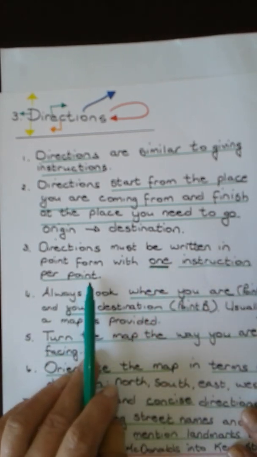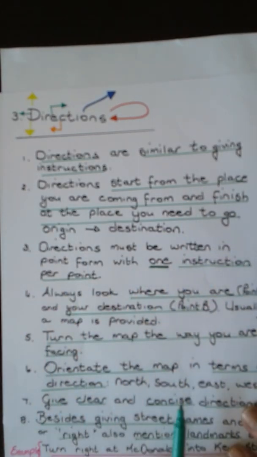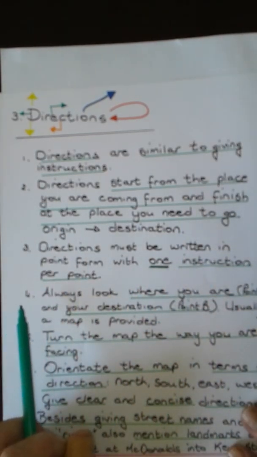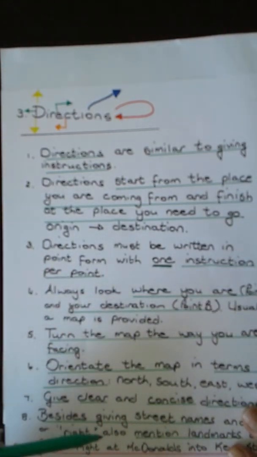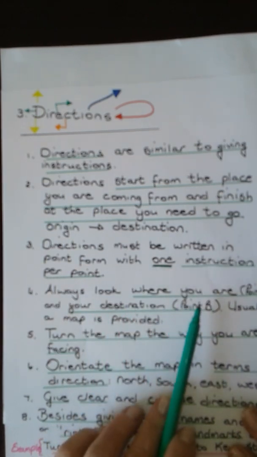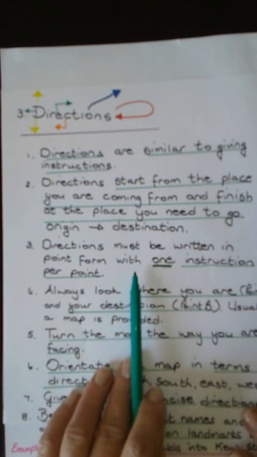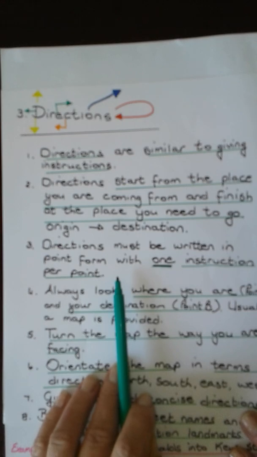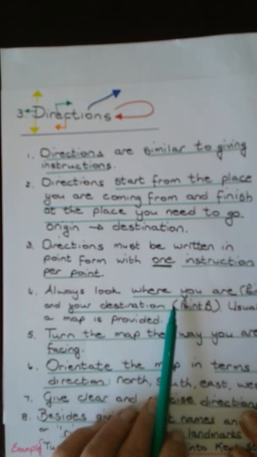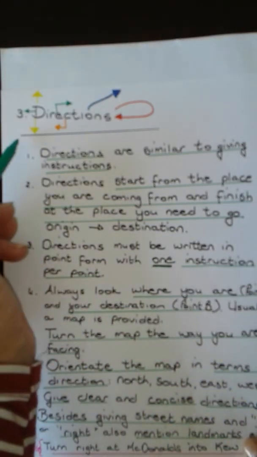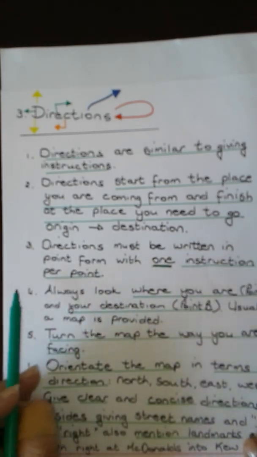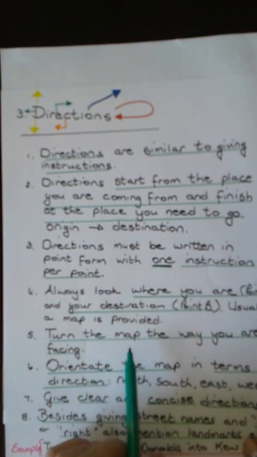Imagine driving in a car and here you have to read a whole letter to try and figure out where am I going. It's easier to see I've been here, at the next one cross over, then do this and so forth. So also in point form, okay, one instruction per point. Look where you are. Like I said, if you are at point A, which they usually indicate on the map, and you need to get to point B, you need to explain to them how to get there.